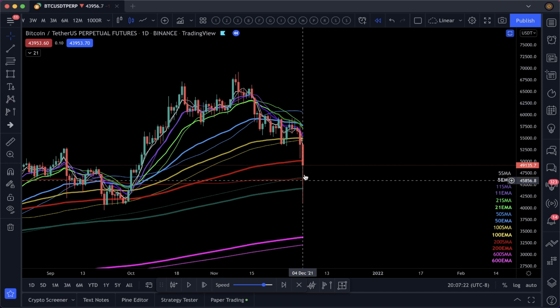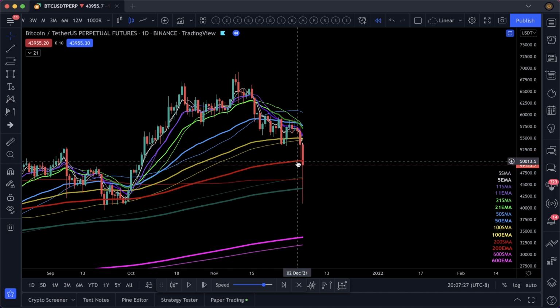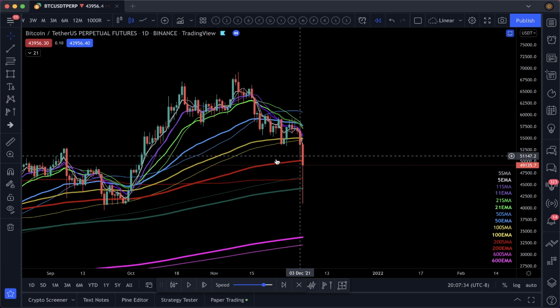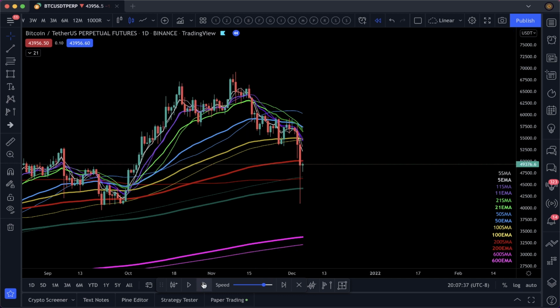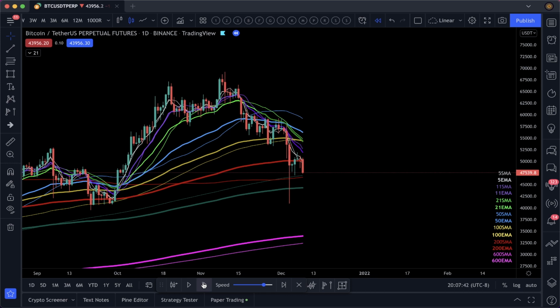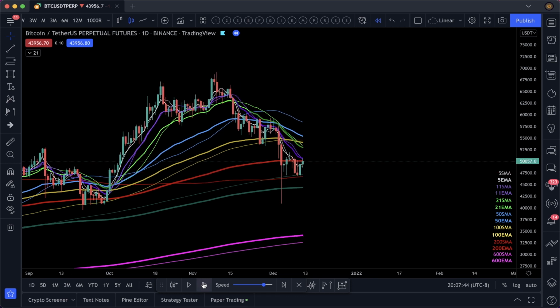This is why these long wicks right here went below the 200 and the 350, right? So it got bought right back up. See how your 200 is above your 200 SMA? Your 200 EMA is above, so it's trying to use it as a support. Probably get a pump here.